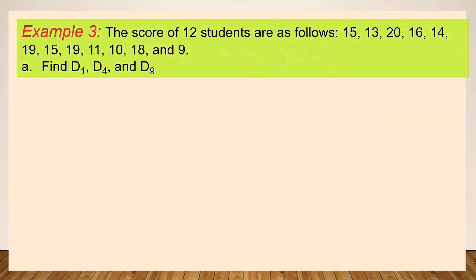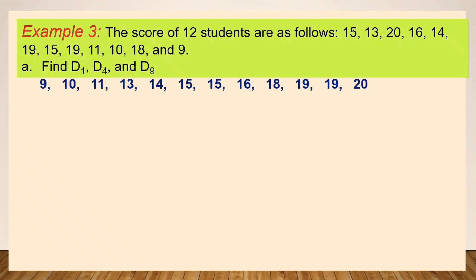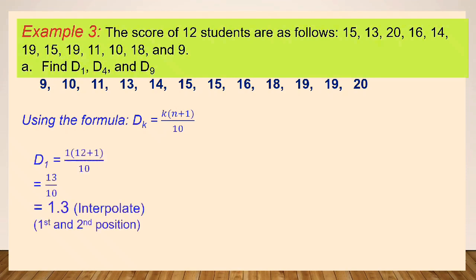Consider the following scores of the 12 students in our third example. We are asked to identify the value of the first, the fourth, and the ninth decile. So class, the first step is for us to arrange the data in ascending order and substitute the values in our formula. For our first decile, that is 1 times the quantity 12 plus 1 all over 10. So that is equal to 13 over 10, which results to 1.3.